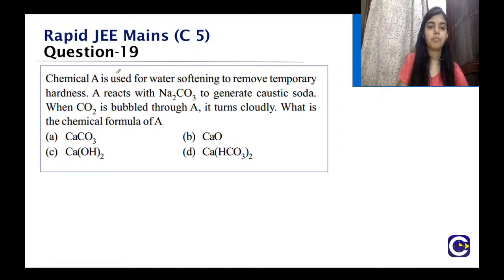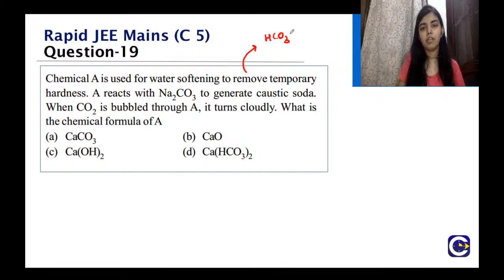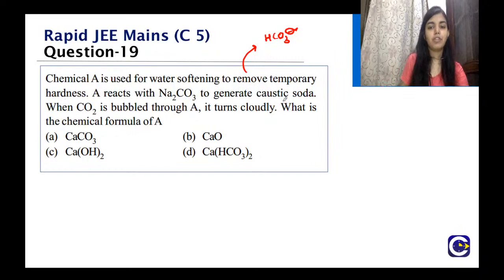Question number 19. Chemical A is used for water softening to remove temporary hardness. Now we know that temporary hardness is caused due to the bicarbonates, right? A reacts with Na2CO3 to generate caustic soda. So basically you have to remember the chemical formula of quicklime, slaked lime, caustic soda, bleaching powder. A reacts with a base to generate caustic soda. When CO2 is bubbled through A, it turns cloudy. What is the chemical formula of A?